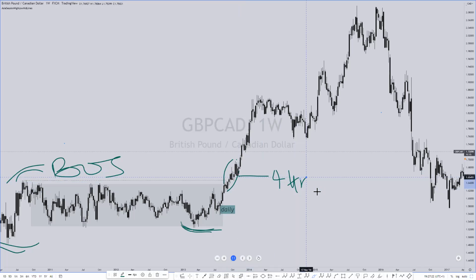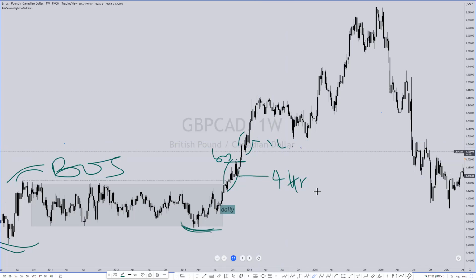We can call them 4-hour structure. Is that understood? It doesn't matter how big it is or how small it is. Now, after we break out of the 4-hour structure again as another continuation BOS here, we have another range structure, which are these two that also have proper mitigation. Those guys right here, we can call them 1-hour structure.